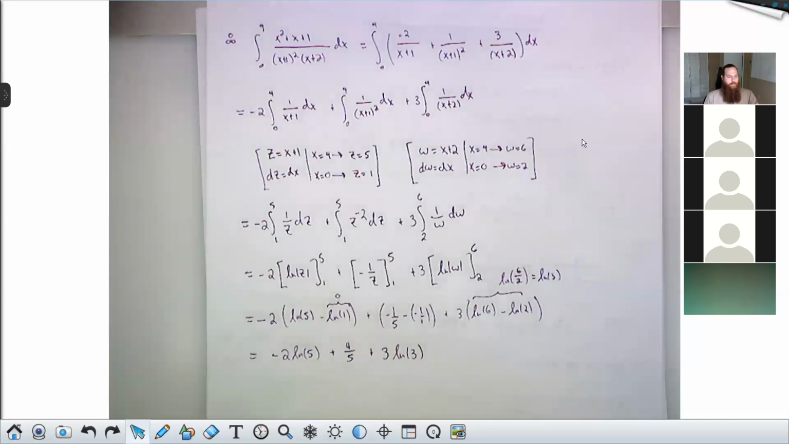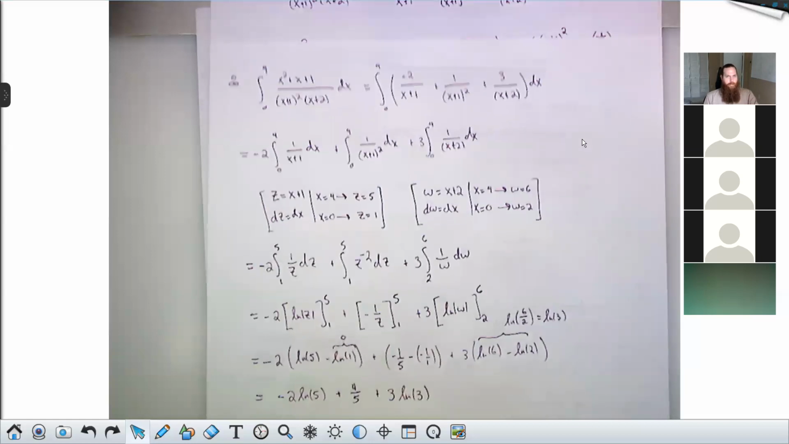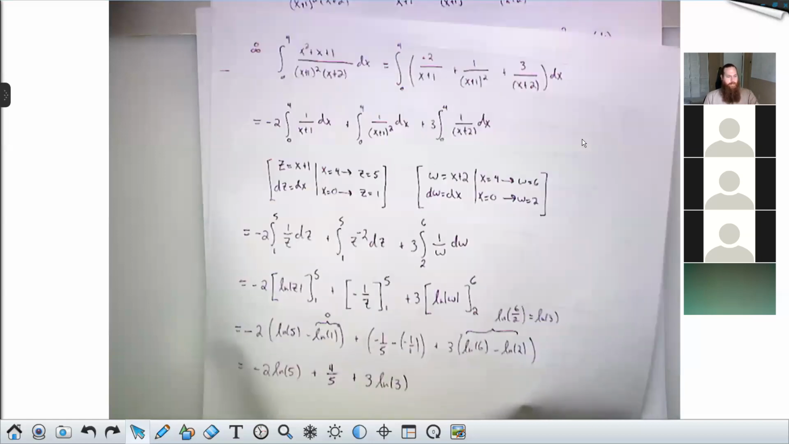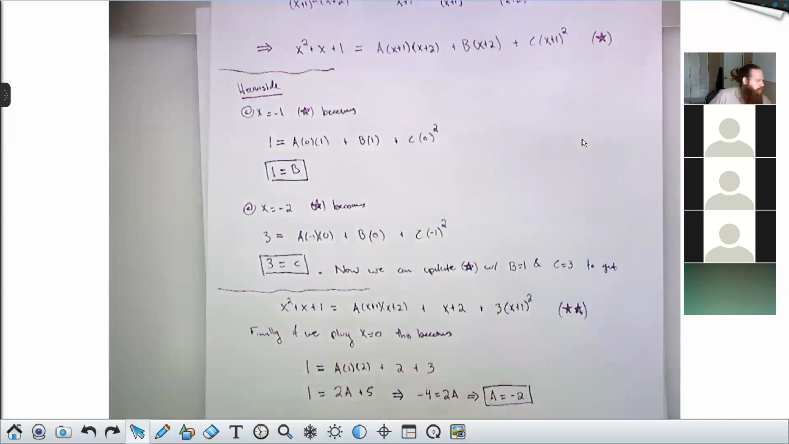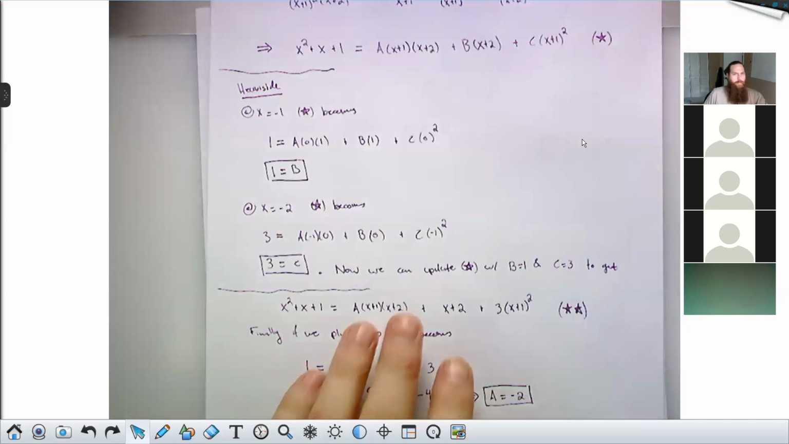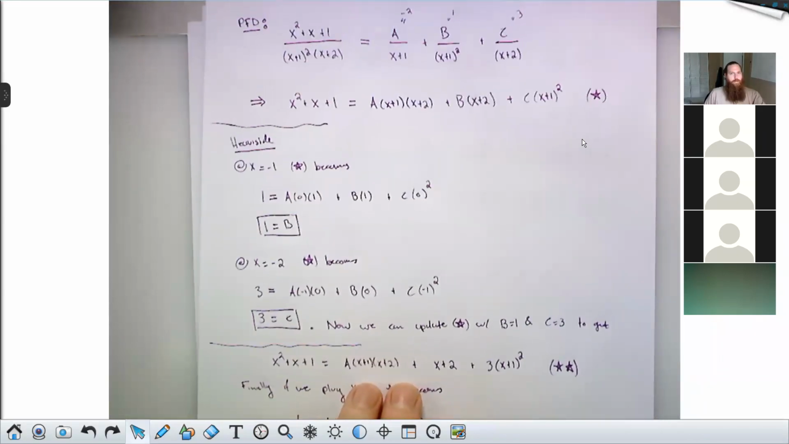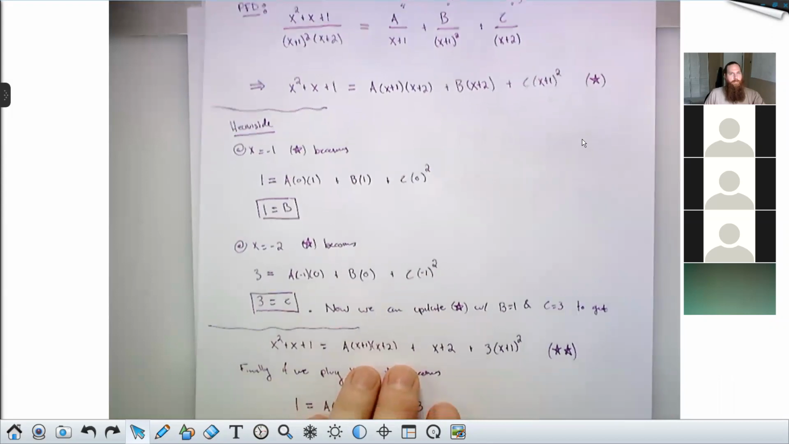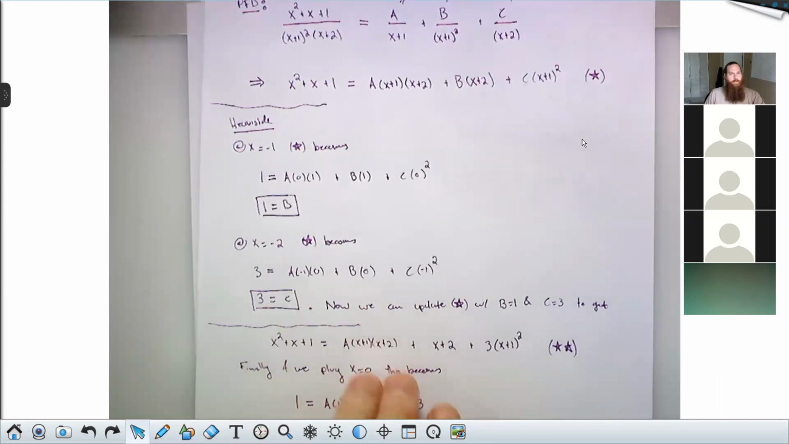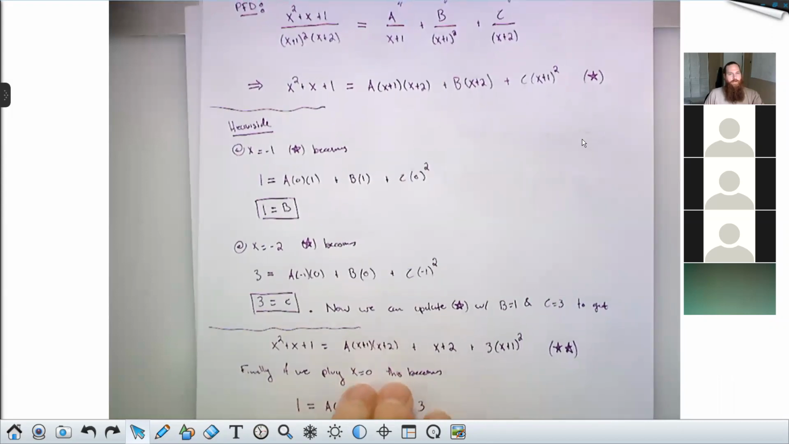I do have a little word of caution. Please remember that the PFD is a purely algebra process. So when you start your PFD, please don't write the integral, right? Just set up your PFD, step aside from the integral, stop writing the integral, and just do the partial fractions on its own. Then come back and do the integral. In other words, solve the problem the way I solved it here.